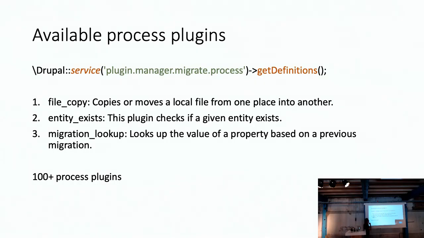You have entity_exists, to check if an entity already exists in the destination database. Another must-have and must-use plugin is the migration_lookup process plugin. If you have multiple migration files which are dependent on each other, with migration_lookup you can find the referenced entity.